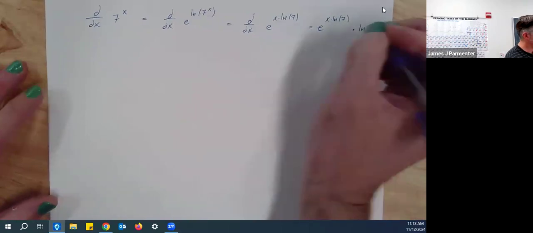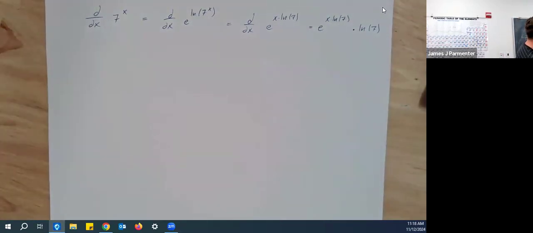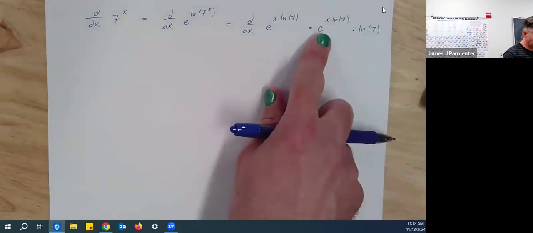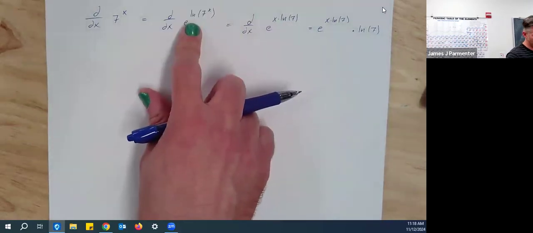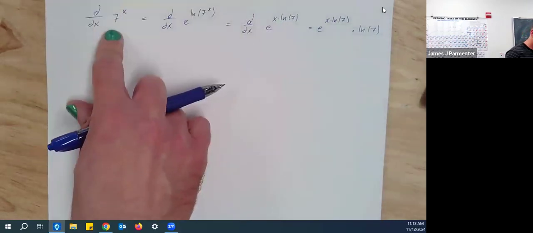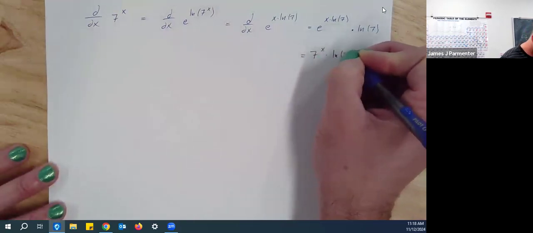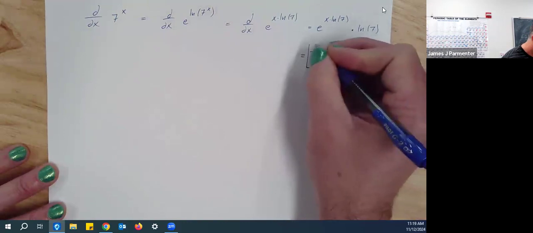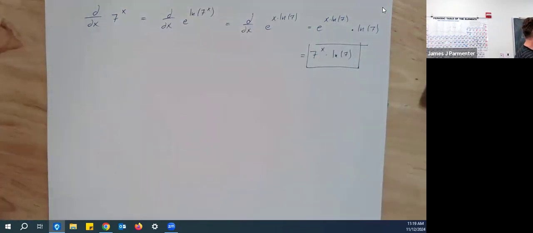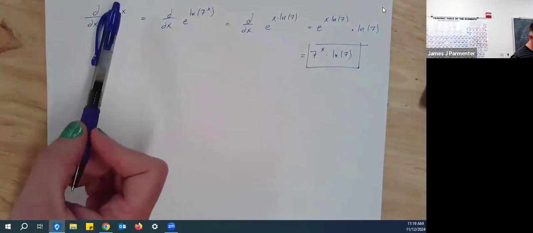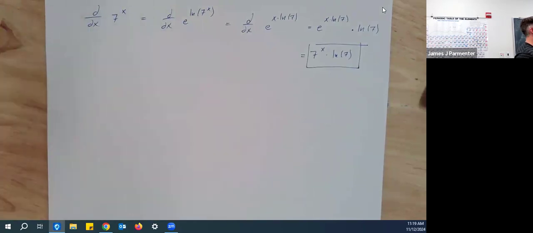Now I want to point out this is not how we like to leave our answer, because we know that e to the x times natural log of 7 is the same as e to the natural log of 7 to the x, which is the same as 7 to the x. So really we should write this as 7 to the x times natural log of 7. Not surprising, right? We knew that the formula was going to give us our original exponential function times the natural log of the base. It also works even for base e, right? The derivative of e to the x is e to the x times the natural log of e if you want it there. You don't need to write it though.